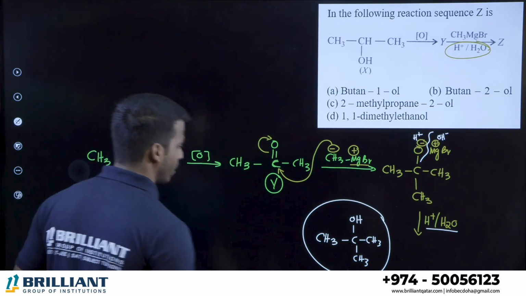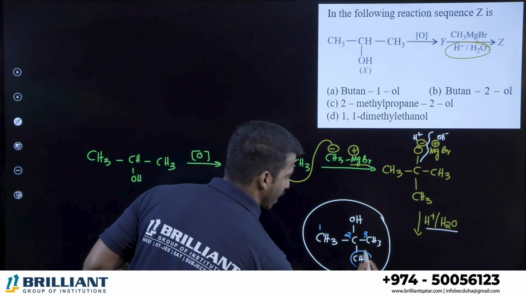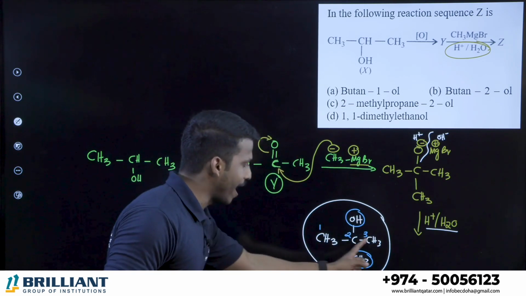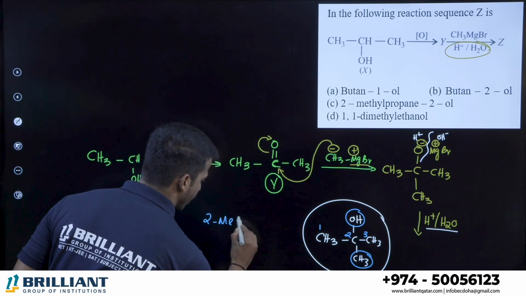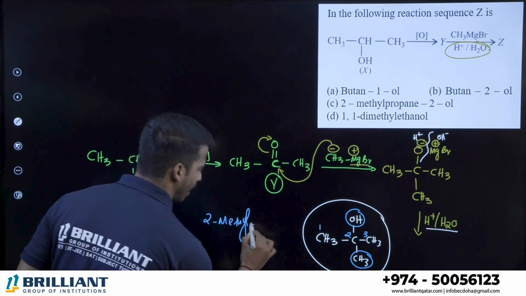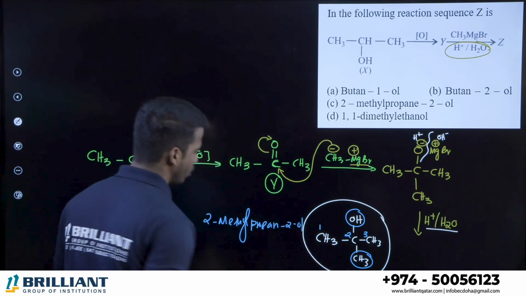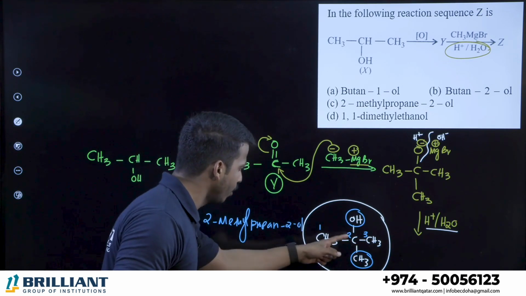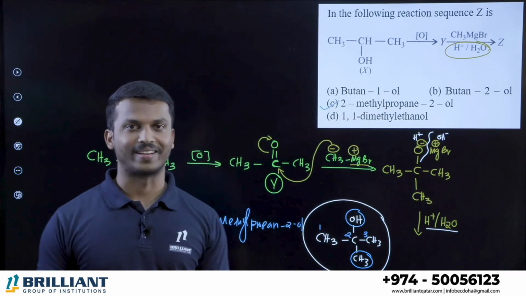We can suggest here: this is number 1, number 2, number 3, the parent chain. This is a methyl group and an alcohol. Propane, 2-methyl, right? Second position, there is a methyl group. 2-methylpropan-2-ol, right? So what is your answer? Option C is the correct answer.